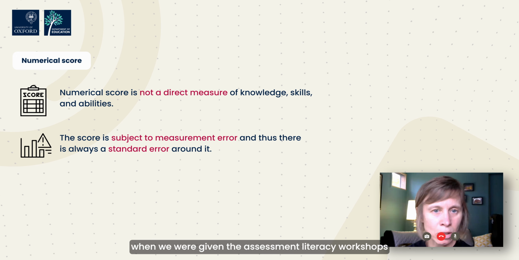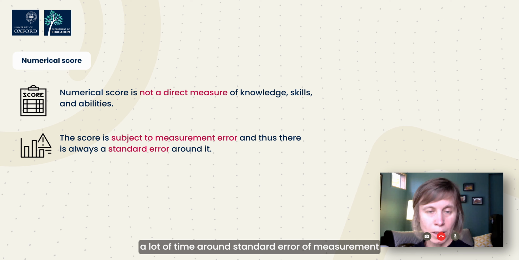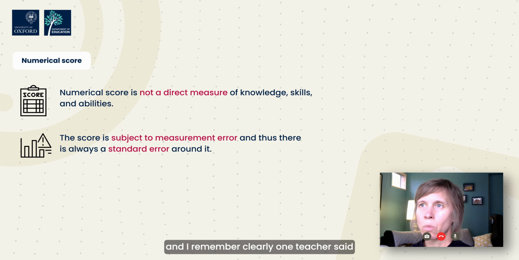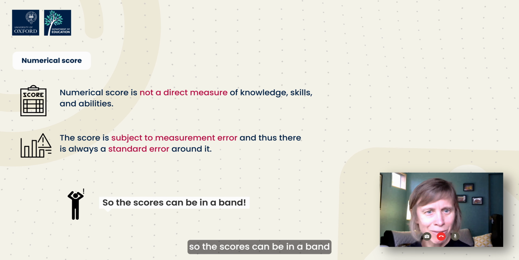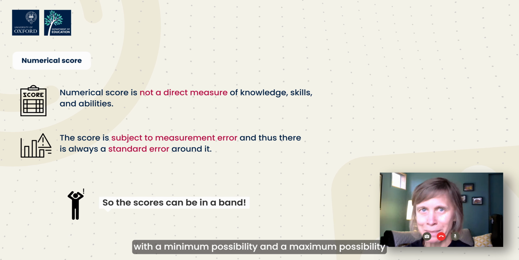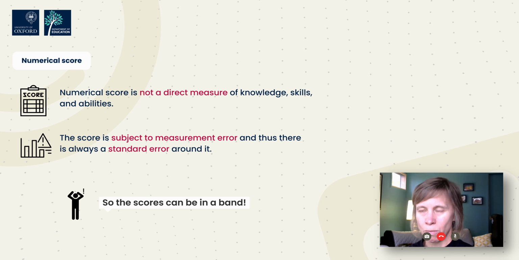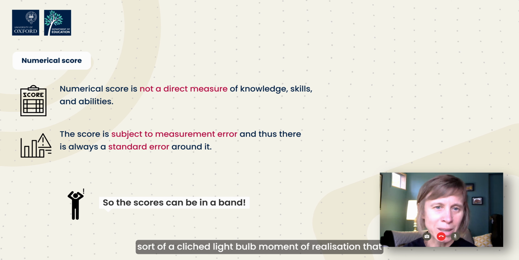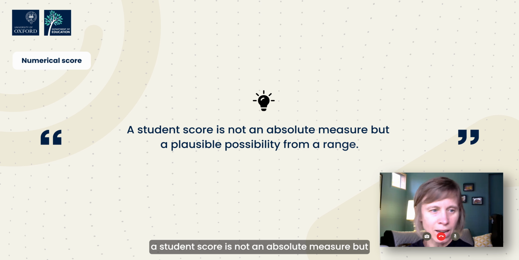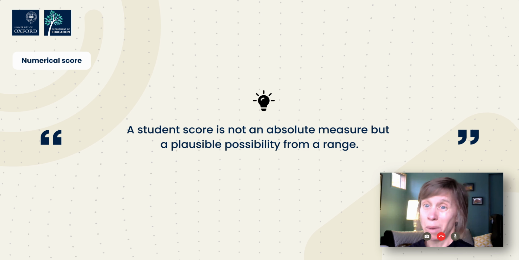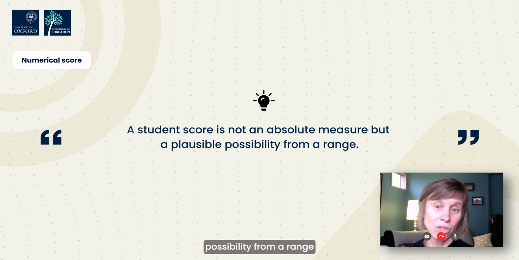When we were giving the assessment literacy workshops, we spent a lot of time around standard error of measurement. And I remember clearly one teacher said, so the scores can be in a band with a minimum possibility and a maximum possibility. And it was really a cliched light bulb moment of realization that a student's score is not an absolute measure, but a plausible possibility from a range.